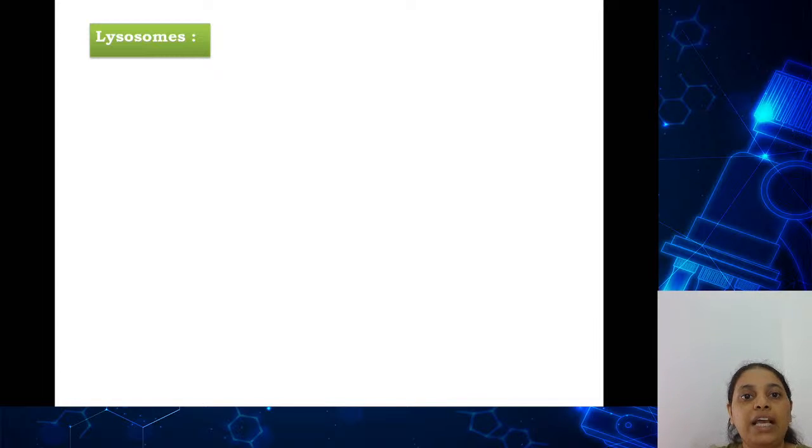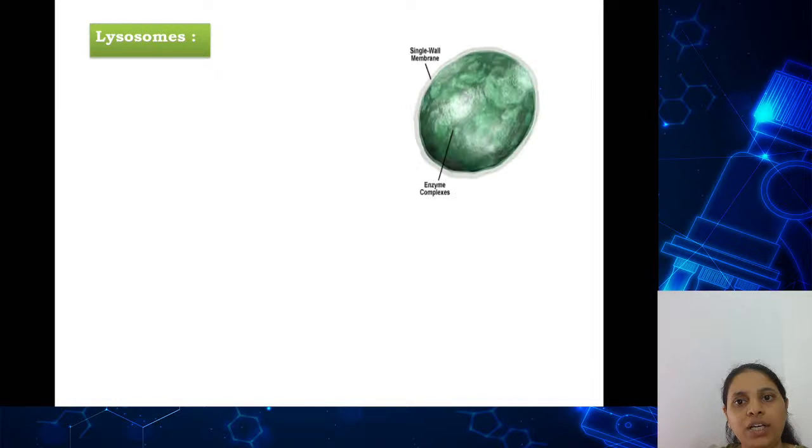We will study lysosomes, mitochondria, plastids. Okay, so let's start with the first one, that is lysosomes. Now observe this diagram. What can you see? We have a single membrane bound structure.